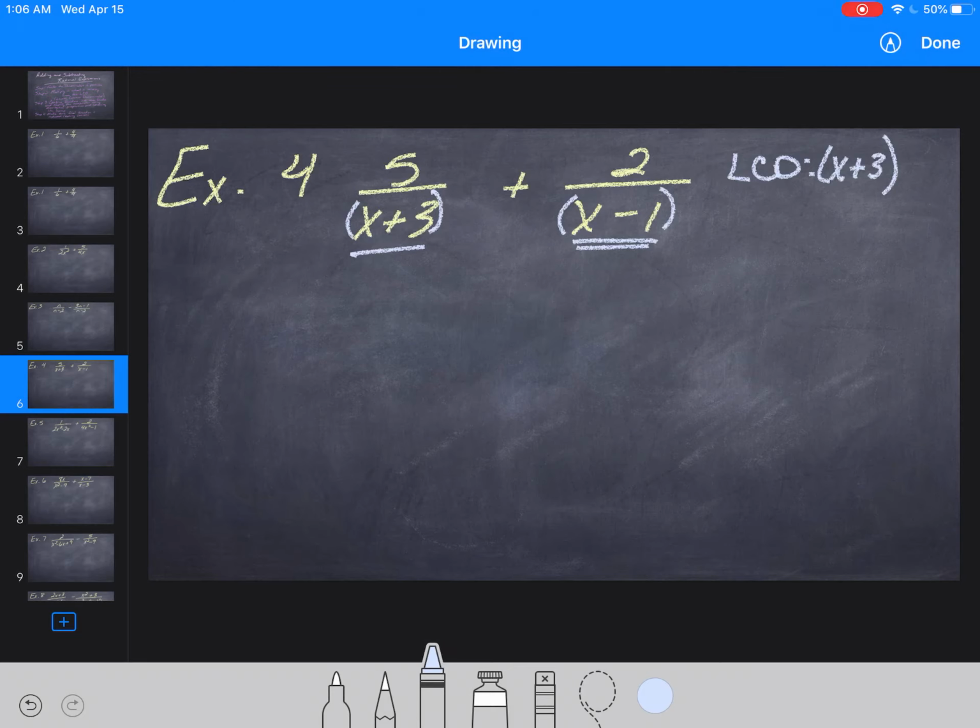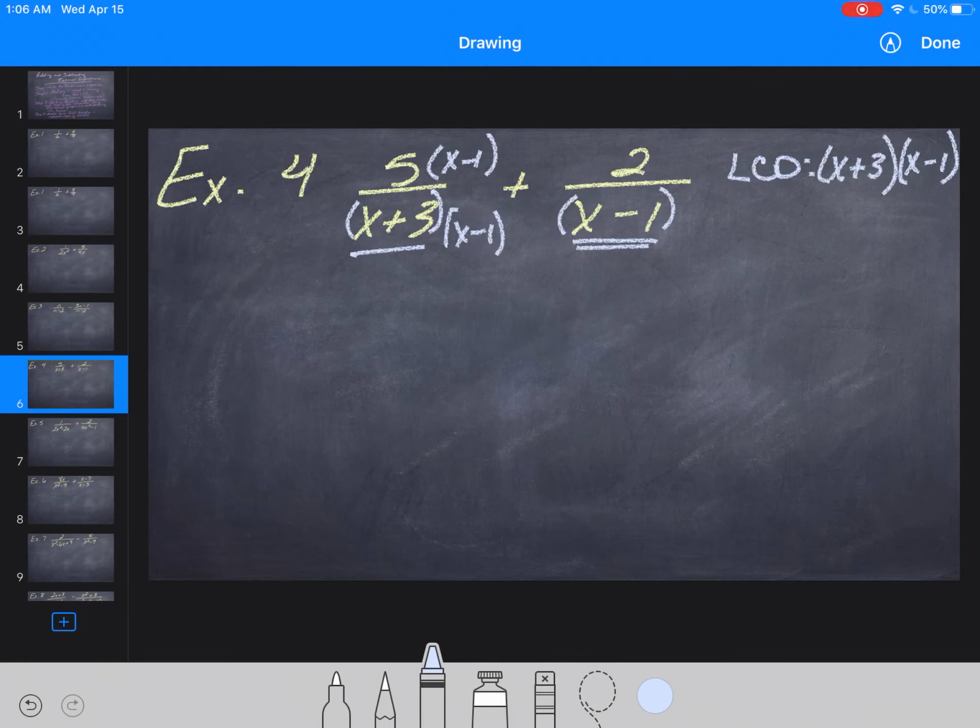Now we look at our second fraction. It has a factor of x minus 1. X minus 1 must be contained in my least common denominator. I have to represent all the factors of my denominators. Now I can multiply in what's missing. Well, looking at my first fraction, I only have the x plus 3, so I know that I am missing the x minus 1. So I will multiply that in my numerator and my denominator.